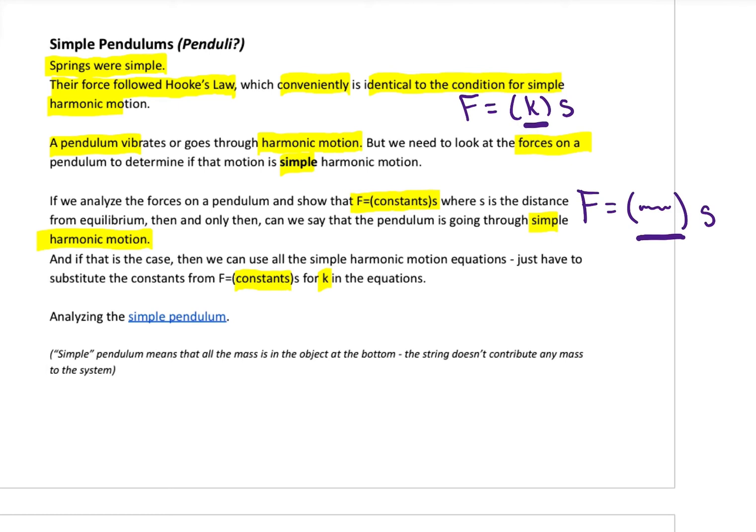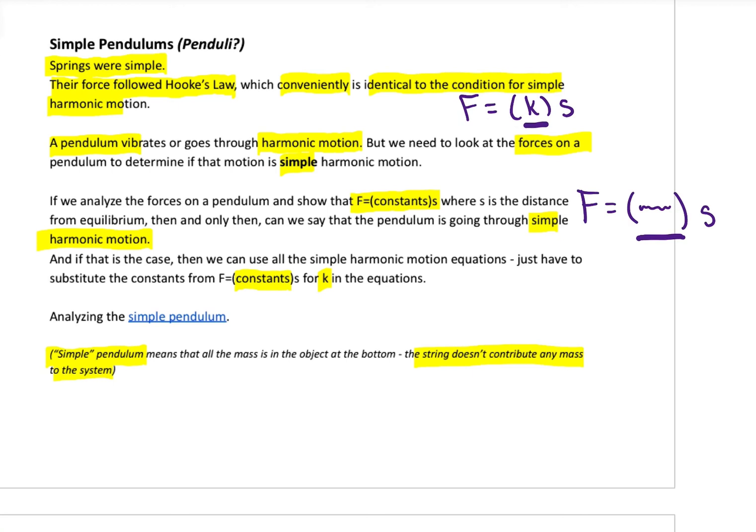Oh, one more thing. When I say simple pendulum, it just means that you've got a light string and then some sort of heavy mass at the end. The string doesn't contribute any mass to the system. It wouldn't be like sometimes in an old-fashioned grandfather clock, there's a pendulum in it, but it doesn't have a string. It has like a rigid piece of wood or something. That wouldn't be a simple pendulum because that rigid piece of wood would add to it.